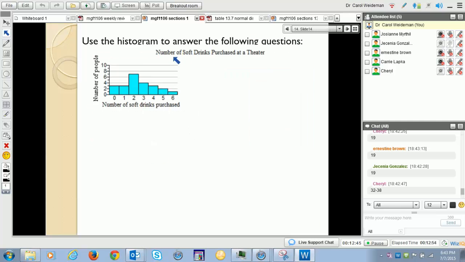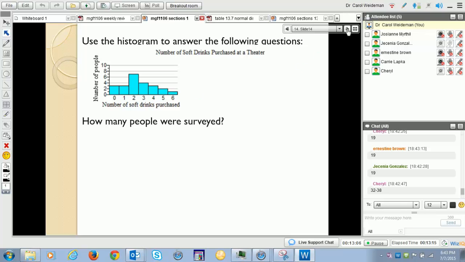Okay, so here's a graph of the number of soft drinks purchased at a theater. So people that went to the movie or the theater purchased 1 through 6, and the height of the bar tells me how many people purchased. So 3 people bought no drinks. 3 people bought 1 drink, 7 people bought 2 drinks, etc. That's how you read that display.